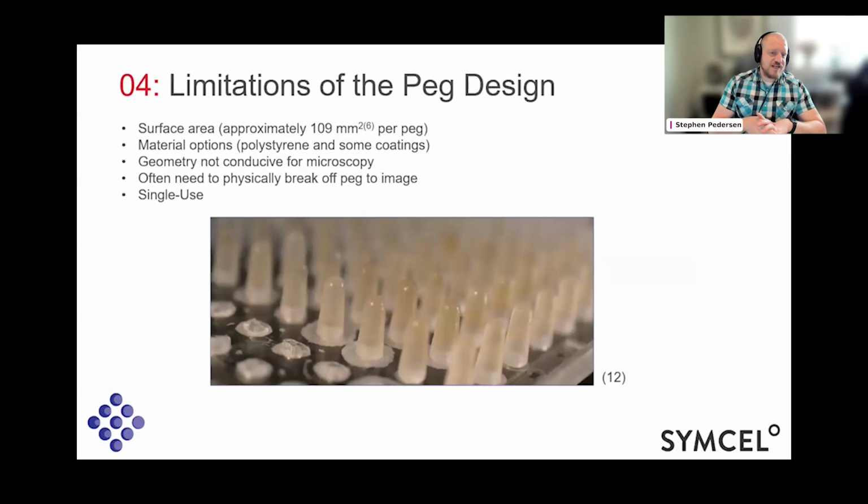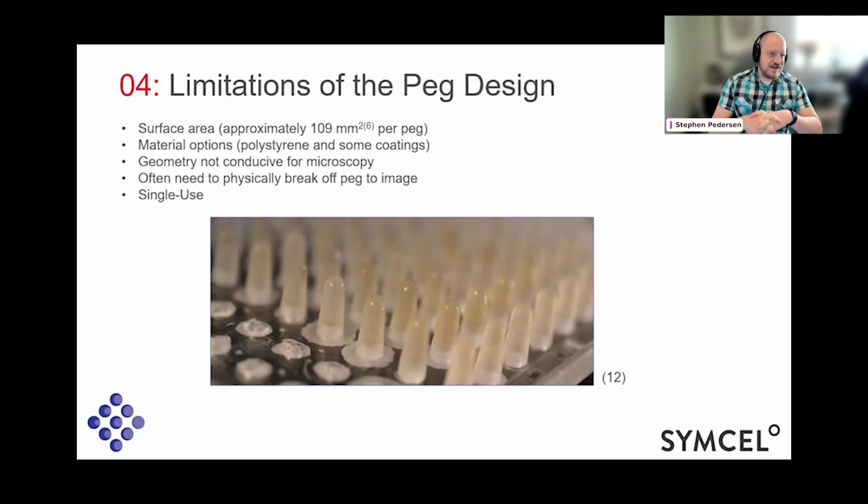Some limitations of the peg design. I've touched on a couple of these already. The surface area of the pegs is about 109 square millimeters per peg, and we'll talk about a comparison to that number here in a second. The material options available, again, the polystyrene is kind of the main material available, and there's a couple of coatings, but that's about it, and they're all single use.